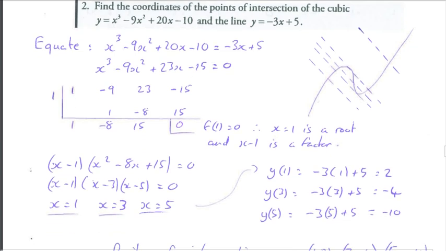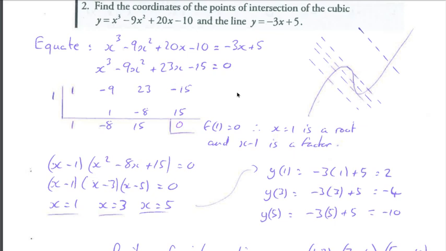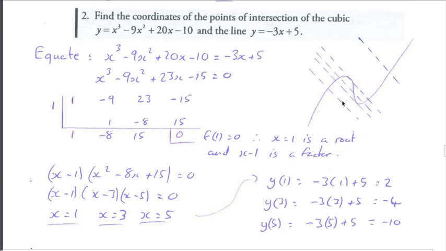Question number 2. Find the coordinates of the points of intersection of the cubic and the line y equals negative 3x plus 5. A cubic curve, guys, will look like this, or something similar to that. We'll talk about that more in a later topic. I'm just trying to give the visual of what's actually happening here.